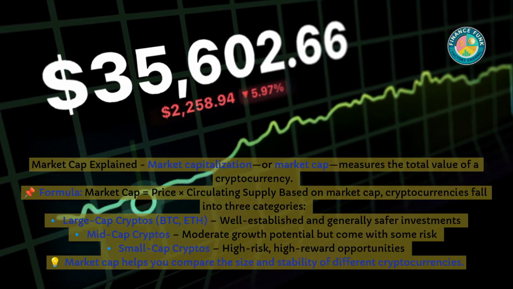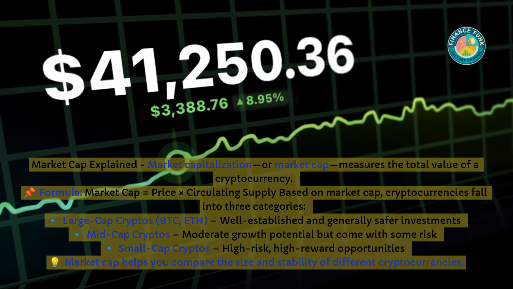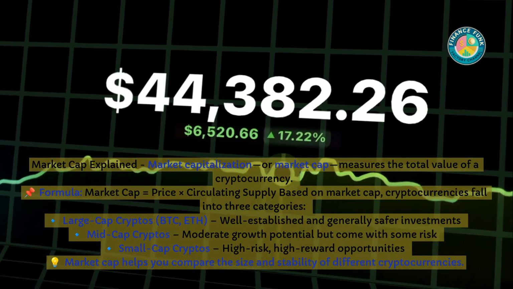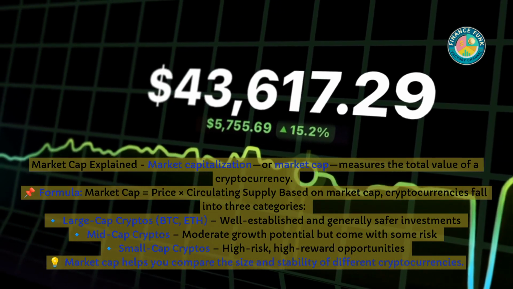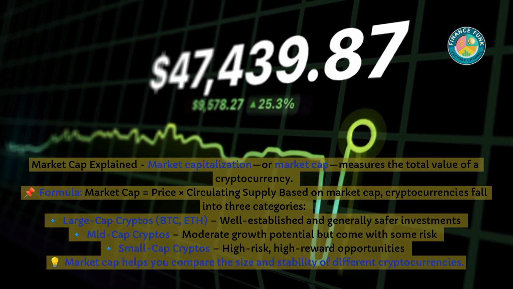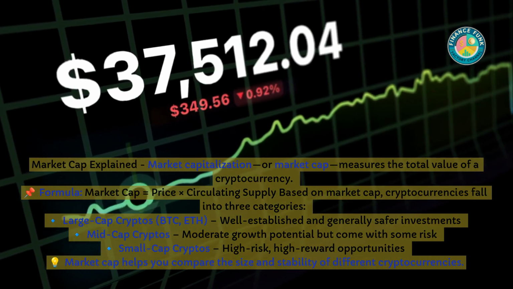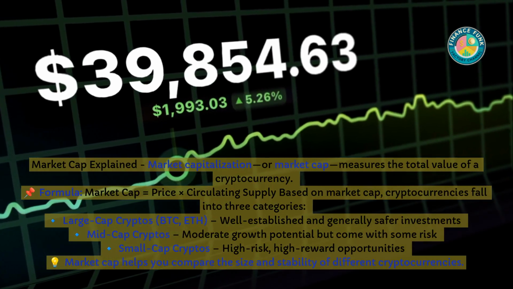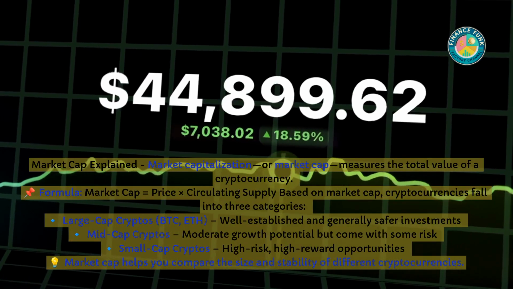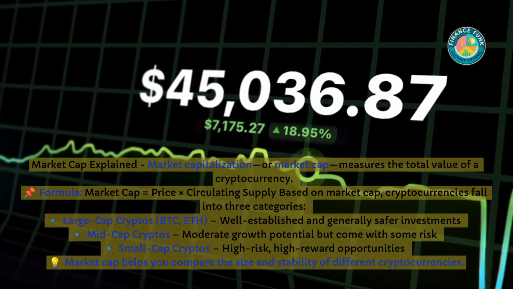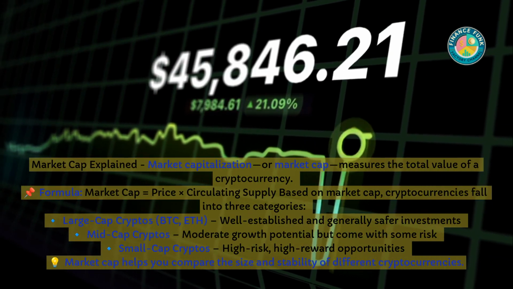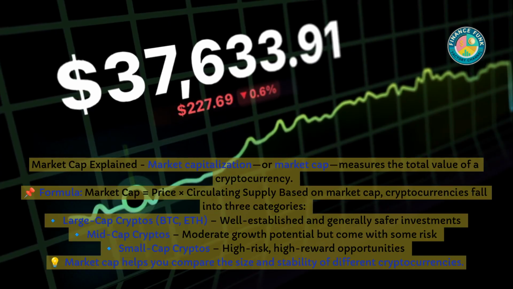Market cap explained. Market capitalization, or market cap, measures the total value of a cryptocurrency. Formula: market cap = price x circulating supply. Based on market cap, cryptocurrencies fall into three categories: large-cap cryptos, like BTC and ETH, are well-established and generally safer investments; mid-cap cryptos have moderate growth potential, but come with some risk; small-cap cryptos are high-risk, high-reward opportunities. Market cap helps you compare the size and stability of different cryptocurrencies.